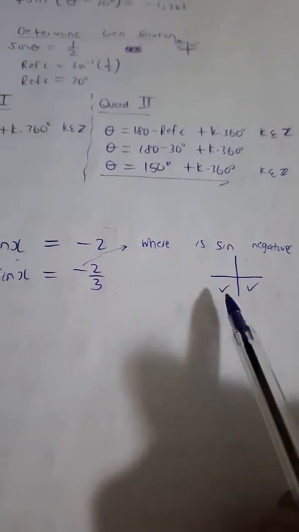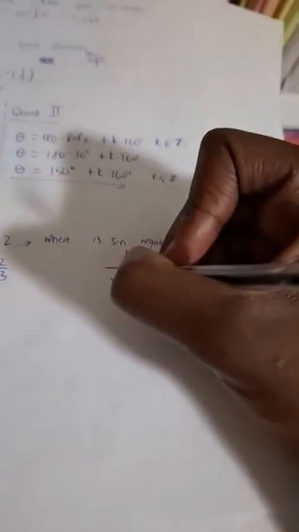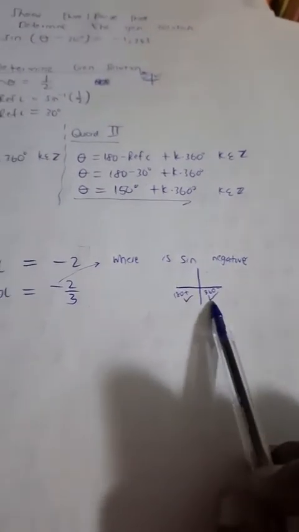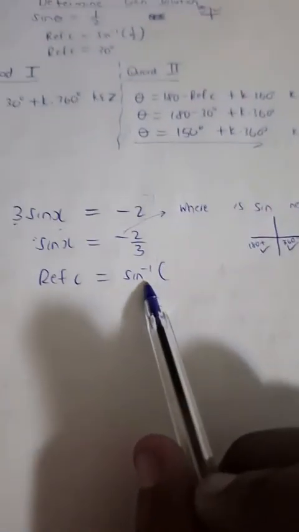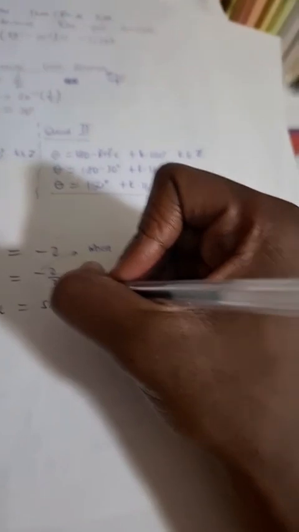So I know when I write my general solutions, I'm going to be using for my reference angle 180 plus the reference angle and 360 minus the reference angle. I'm definitely going to be utilizing those because that's where sine is negative. That then allows me to say a reference angle is equal to, I take the inverse, okay, and then I say 2 over 3.